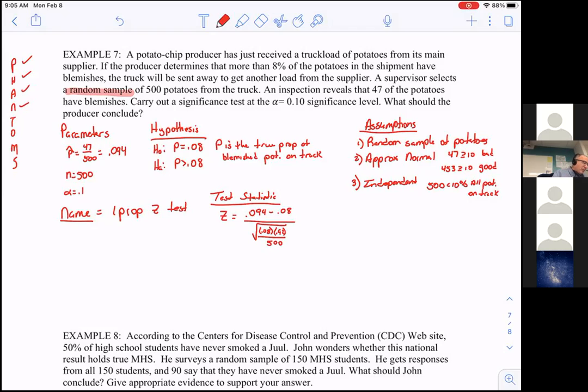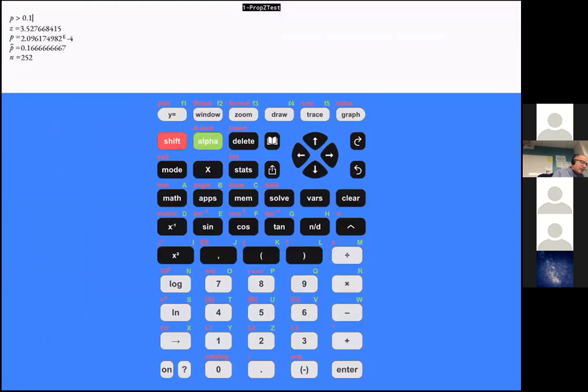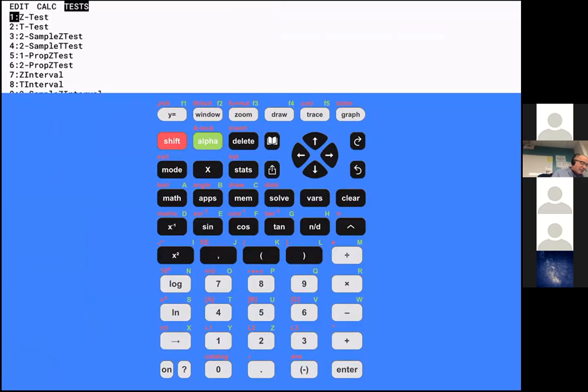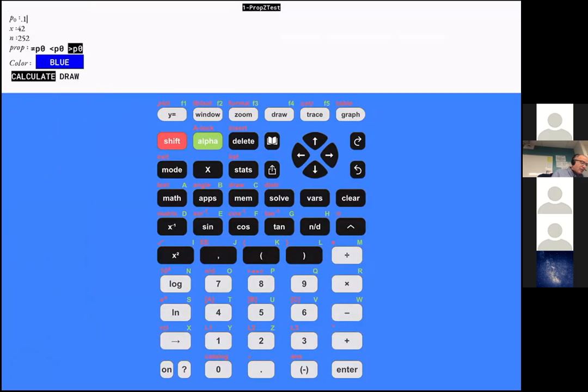Okay, so we're going to flip over to my calculator. We're going to go stats. We're going to go over to tests. We're choosing a one-prop z test, which is option 5. The proportion that I'm worried about, my null proportion, is 0.08.